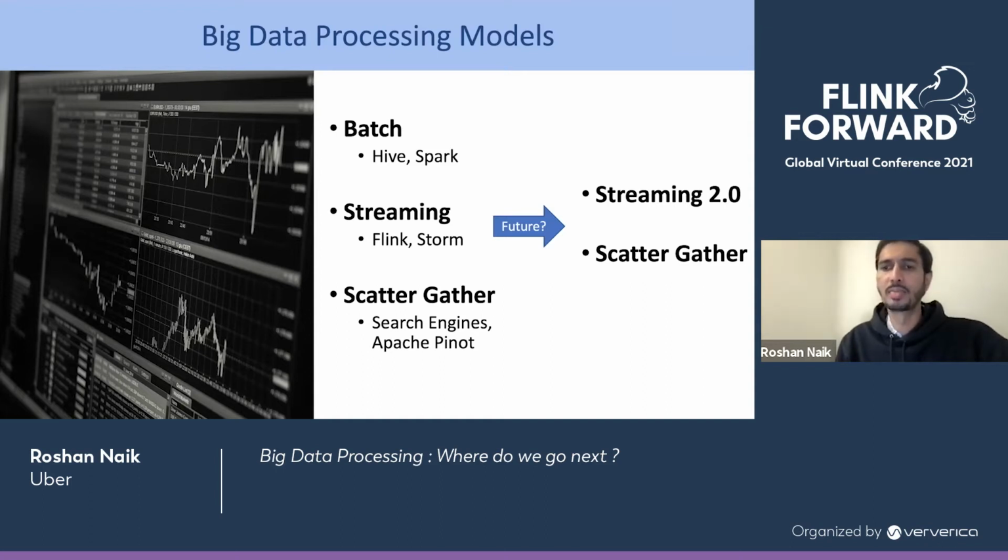The basic idea behind streaming 2.0 is that it's an evolution of streaming, which accommodates for all the offline use cases for which we use batch processing today. And it has to be able to do it efficiently and scalably.